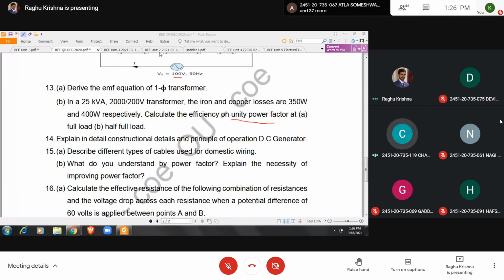Sir, they asked for efficiency, sir, but there only the power factor was done, sir. Power factor? They said efficiency, sir. Yes, calculate the efficiency on unity power factor at full load, half full load.